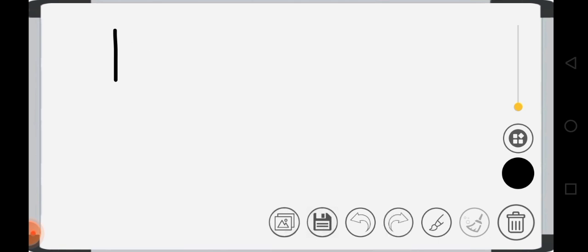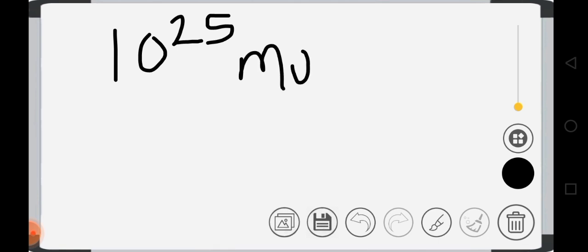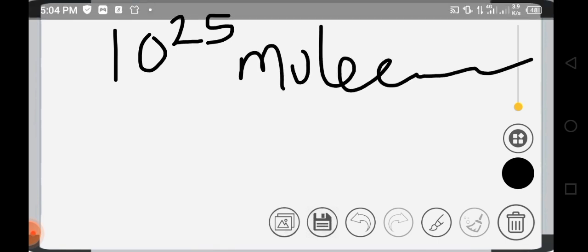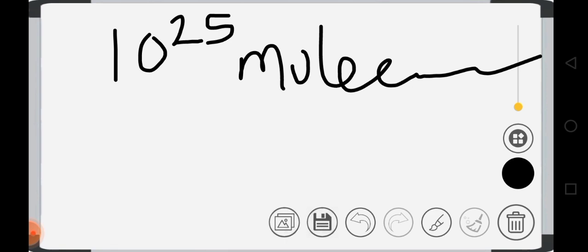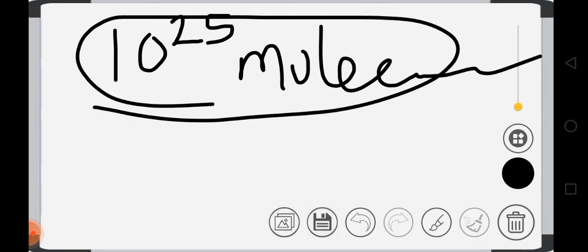Okay, 10 raised to the power 15 is too small. Let's say 10 raised to the power 25 molecules of, let's say, glucose. What is the amount of substance in 10 raised to the power 25 molecules of glucose? Try and see if you can solve that. I'll give you time to solve that.